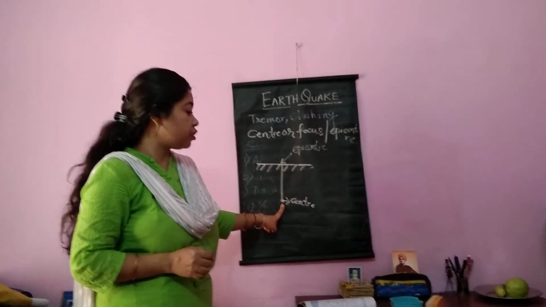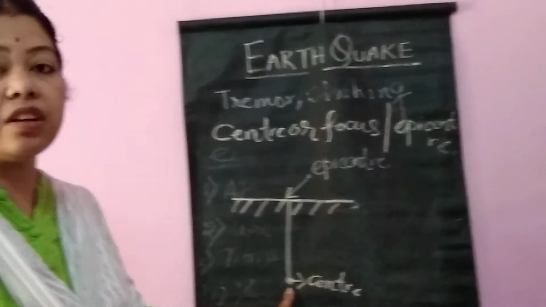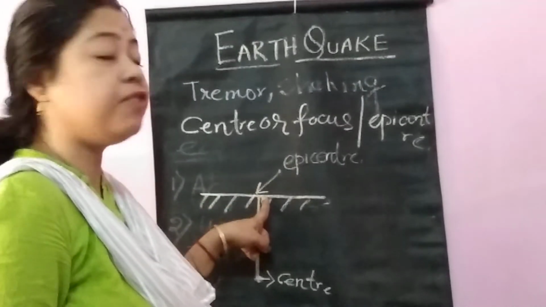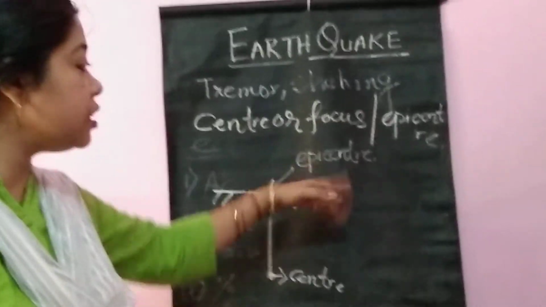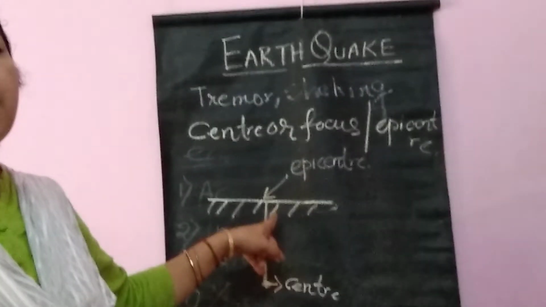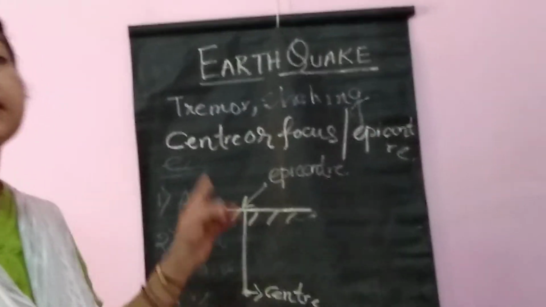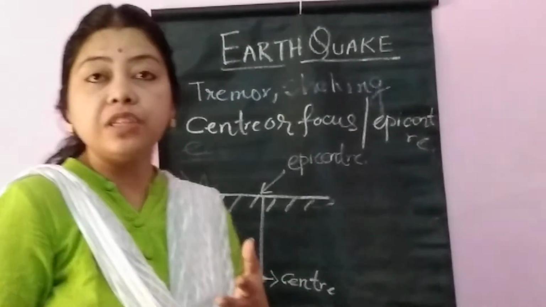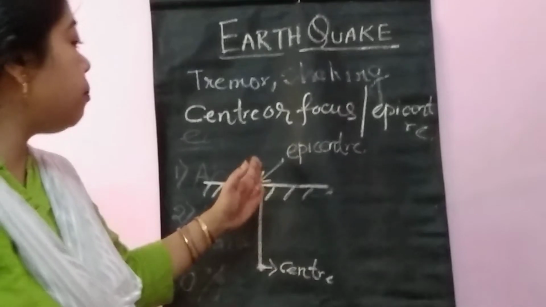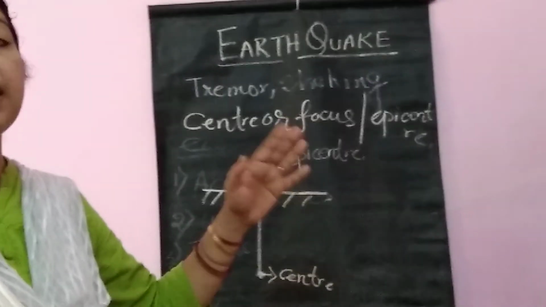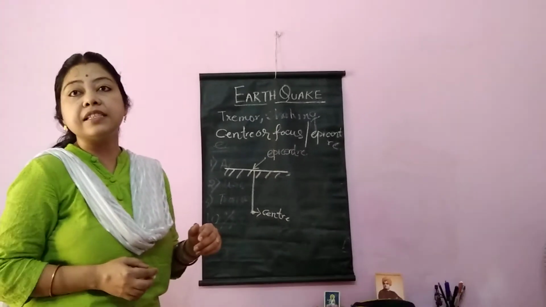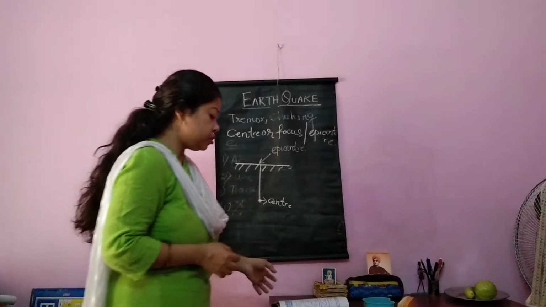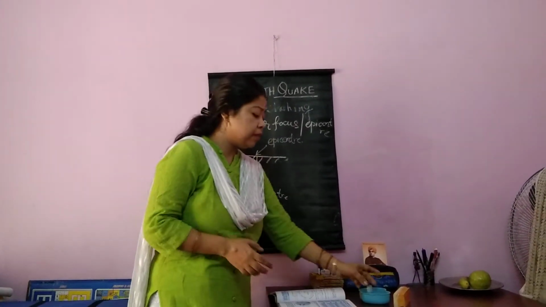The place where the earthquake originates beneath the surface of the earth is called the center, and the point that lies perpendicularly or vertically above the center on the surface is called epicenter, where the intensity is maximum. So what is center? The point where the earthquake originates is called the center, and the point that lies perpendicularly or vertically above the center where the intensity is maximum is called epicenter. So this definition along with the diagram you have to read.